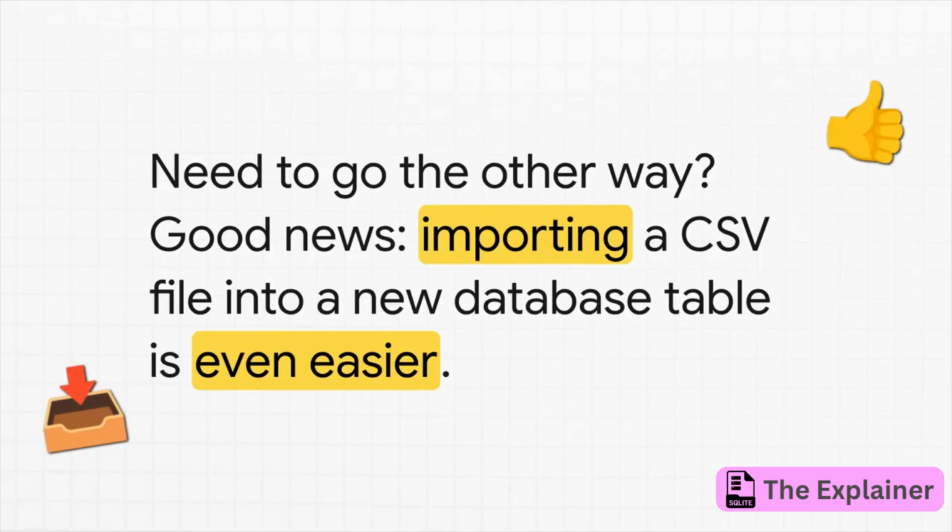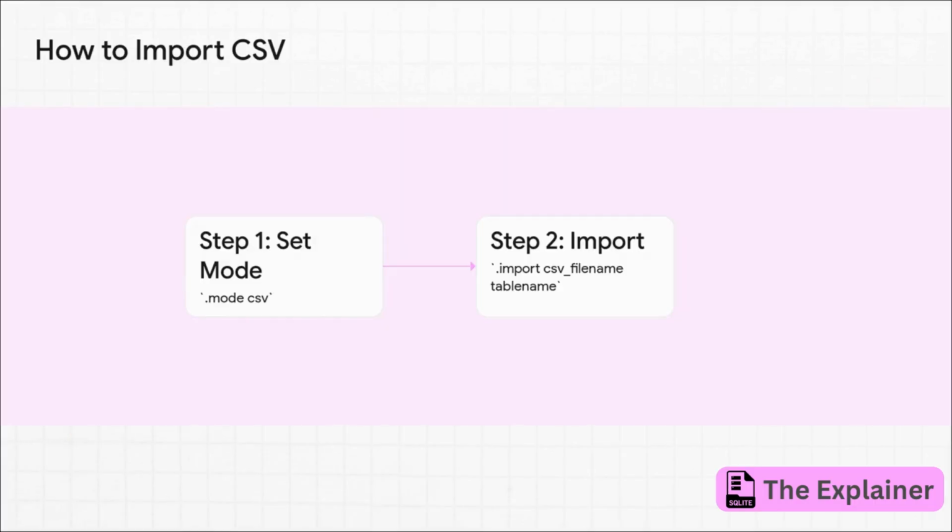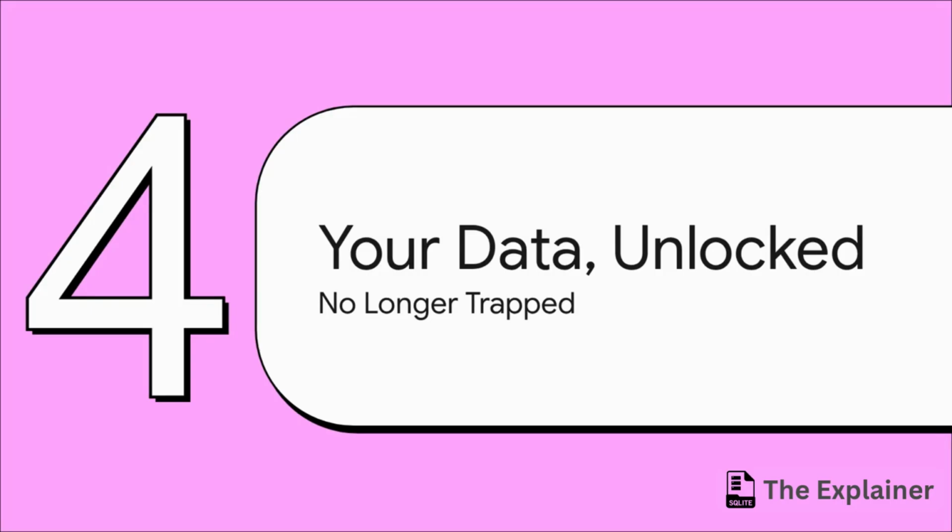But what about going the other way? Let's say your boss emails you a CSV file and you need to get it into your database to do some real analysis. Well, good news. It's even easier. Seriously, it's just 2 steps. First, you set the mode to CSV, just like before. Then, you use the .import command. You just tell it the name of the file you're importing and the name of the new table you want to create. SQLite just handles everything else for you. It's awesome. And just like that, the walls are down.